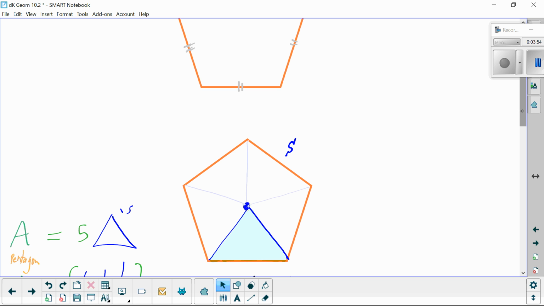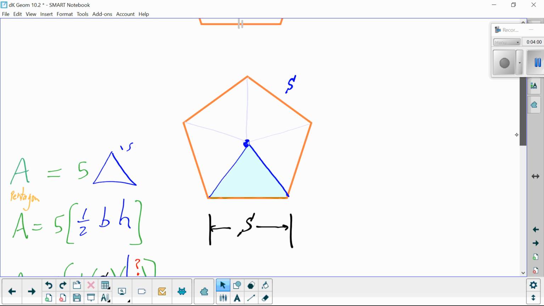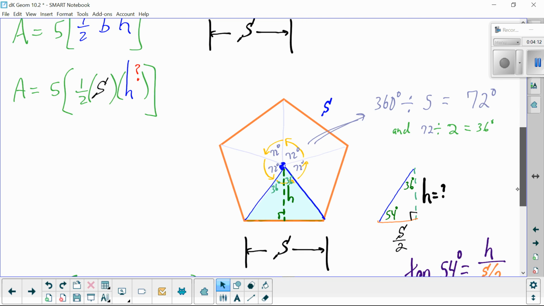So how will we find the area of a regular pentagon if its side length is S? Well, we already know that the base of this triangle is S. So for the triangle's area, 1/2 times base times height, we have 1/2 times S times, and we need to find the height. So how are we going to do that?